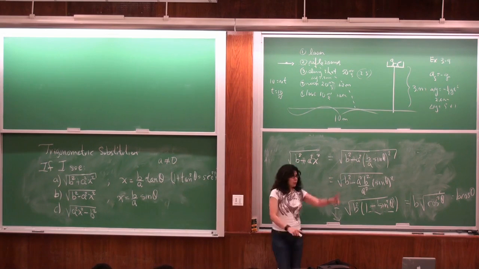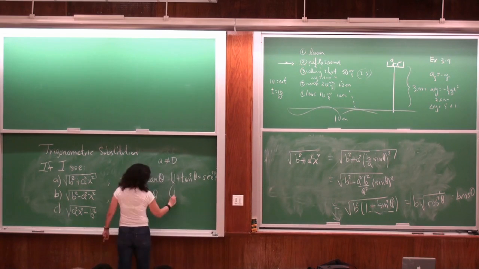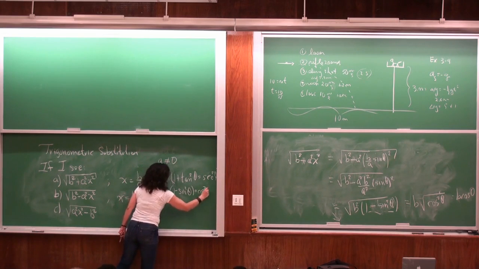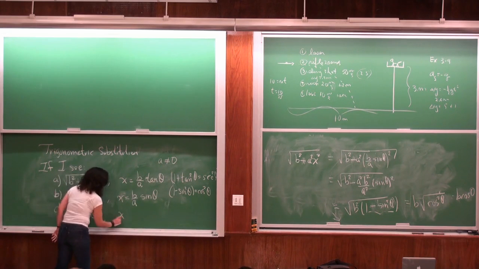You read this. And then I'm using here that 1 minus sine squared of theta is cosine squared. And what do I need to do here? B over A, but now what do I need?